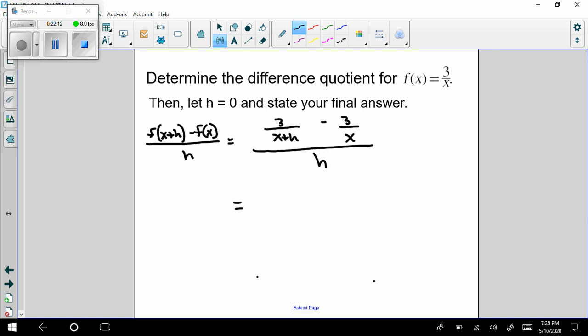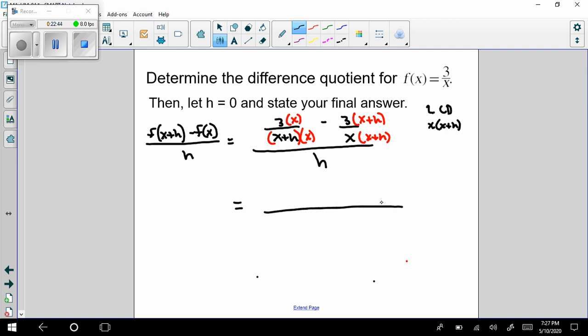Okay, so on this one, I need a common denominator for my numerator. So my LCD is going to be x times x plus h, because I need to be able to simplify that numerator in order to cancel out my h's. All right, so I need to multiply this one by x, and this one by x. This one is going to get multiplied by x plus h, and x plus h.